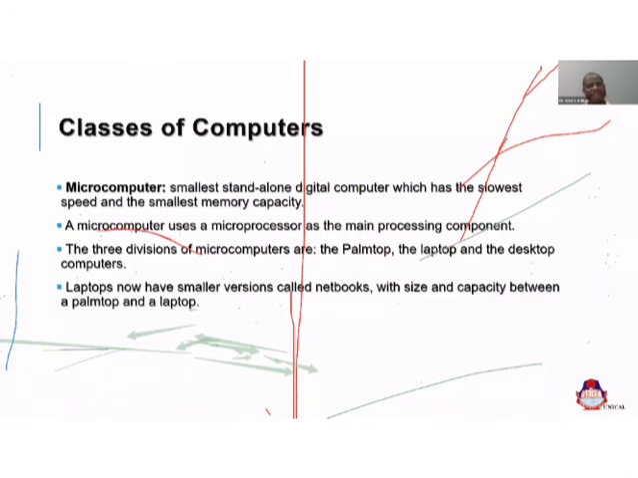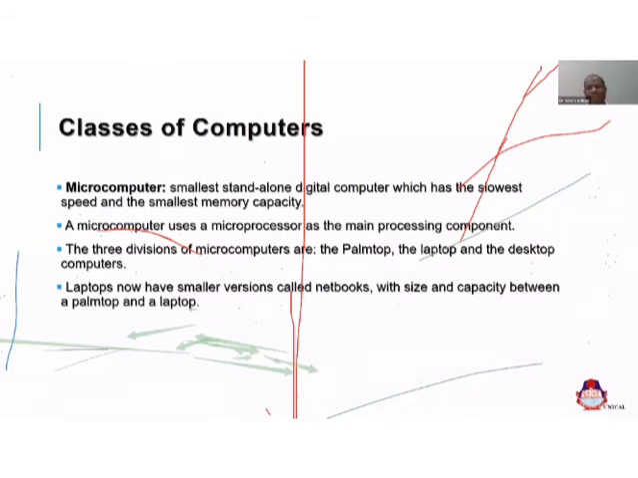It is the smallest standalone digital computer, and it has the slowest speed compared to other higher versions, and the smallest memory capacity. A microcomputer uses a microprocessor as the main processing component. So everything that happens in a microcomputer happens in the processor, which is one silicon chip.